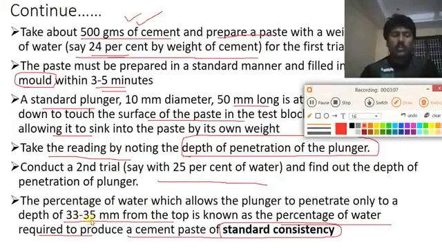So whenever you find the depth of penetration is 33 to 35 mm from the top of the mold, stop the process and note down the amount of water that we added. That percentage of the water is the one which is required to produce the cement paste of standard consistency. This is the basic test you need to perform on this.